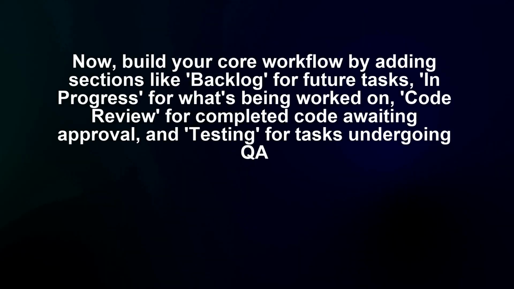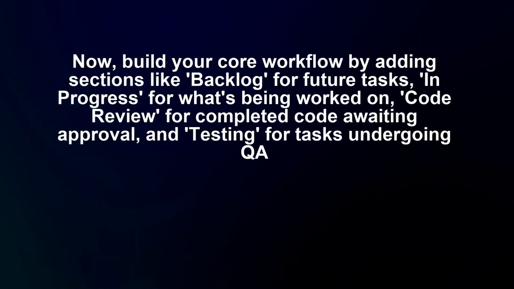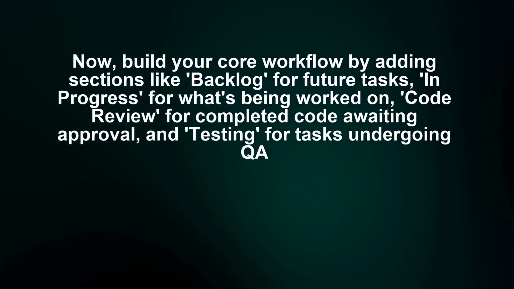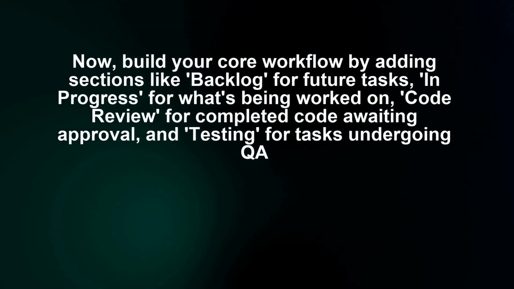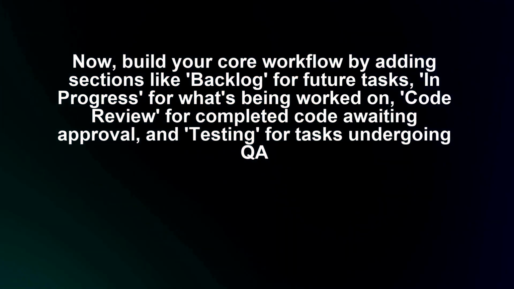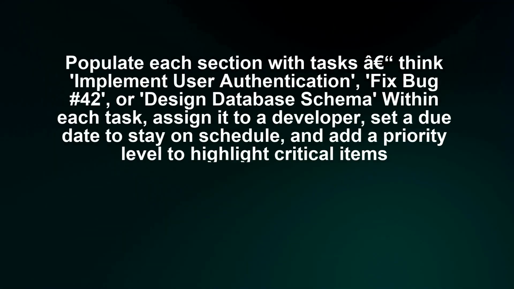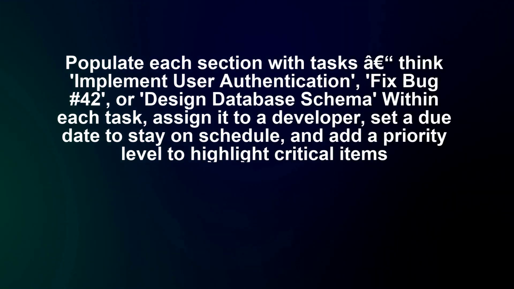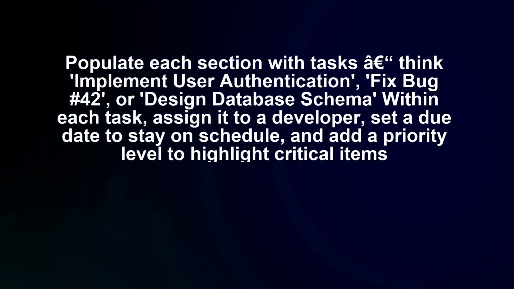Now, build your core workflow by adding sections like backlog for future tasks, in progress for what's being worked on, code review for completed code awaiting approval, and testing for tasks undergoing QA. Populate each section with tasks, like implement user authentication, fix bug number 42, or design database schema.